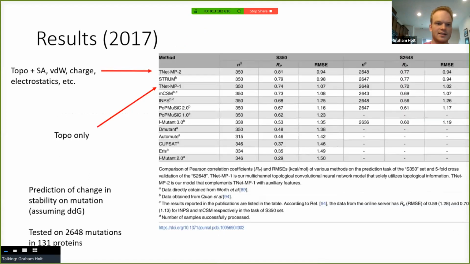Then they also test their ability to predict the change in stability of a protein upon mutation. And I will note that although they do better than most people, this TNet MP2 also includes other features like solvent excluded surface area, van der Waals interactions between atoms, charge, electrostatics, and things like that. So from the point of view of just pure topological representation, they're still close to the top, but they don't do as well as their top performing model.